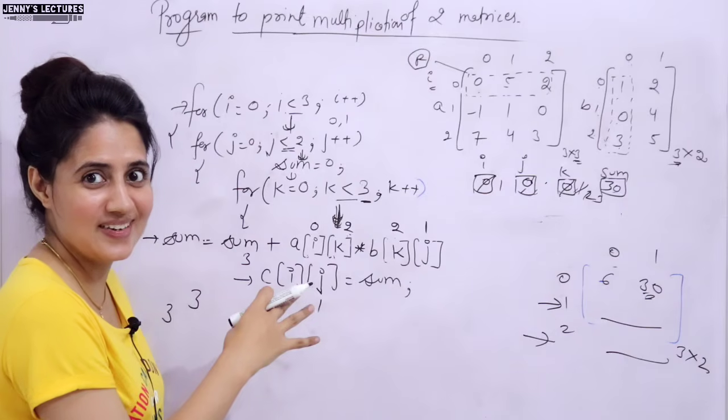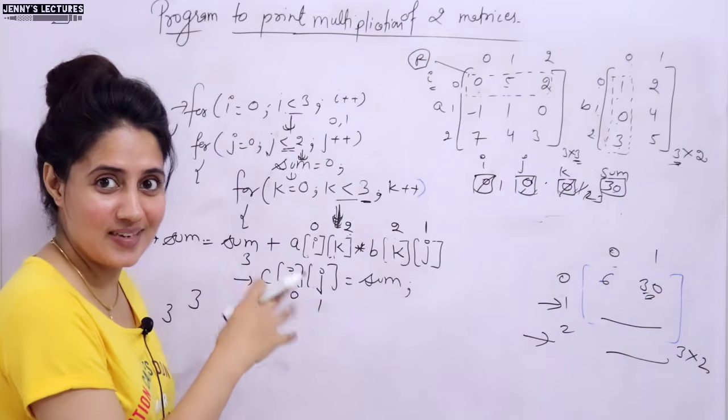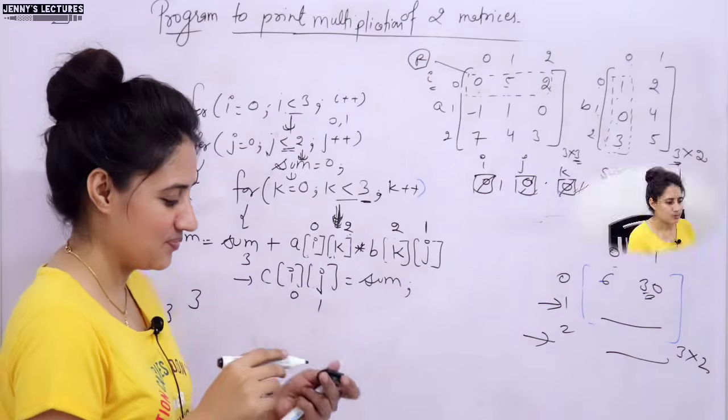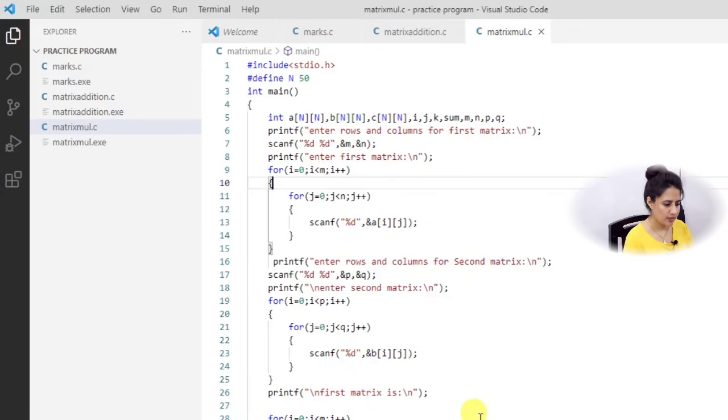It's not confusing, right? So let me show you this thing practically. See, here I have already done this program, matrix multiplication.c, because if I write the complete code here, it would be very lengthy, the video would be very lengthy. So I'll just explain the code, I'll show you the output.